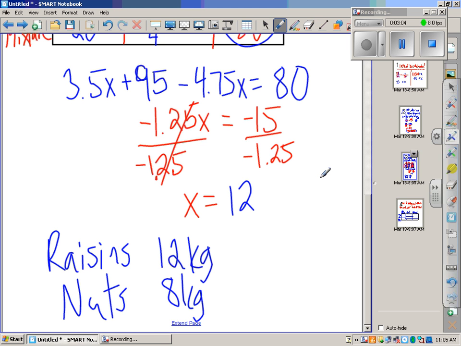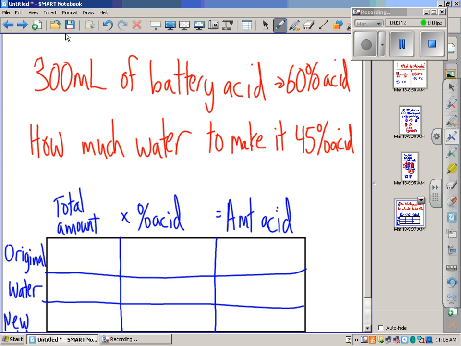Next, we'll try a problem where you are increasing or decreasing the percentage of a solution. So we have 300 milliliters of battery acid solution that is 60% acid. You have to add water to the solution to dilute it, which means there's less acid, so that it's only 45% acid. How much water should you add? The original amount, we have 300. The original amount of acid was 0.6, and you multiply across, and you get 180.